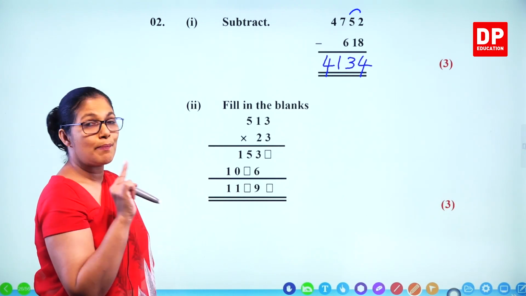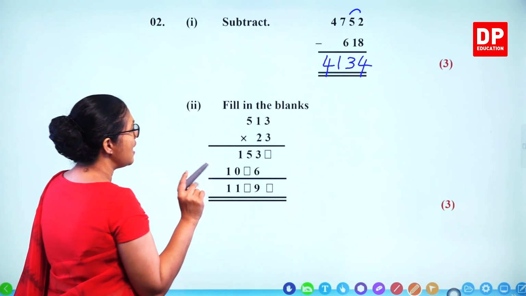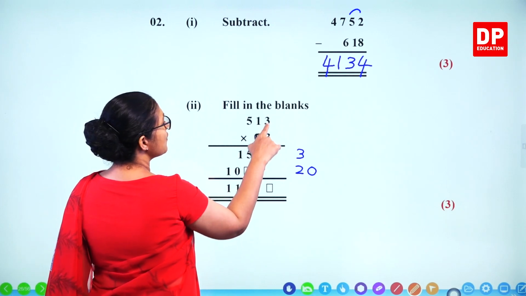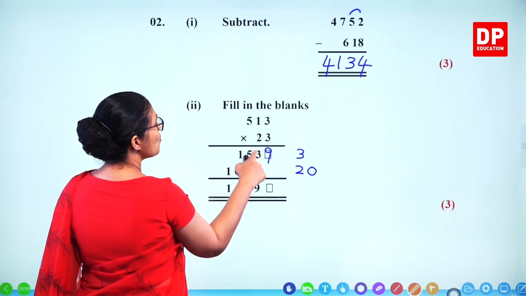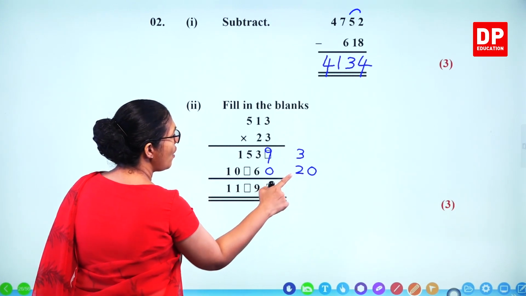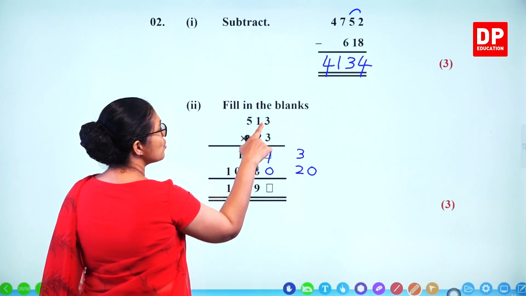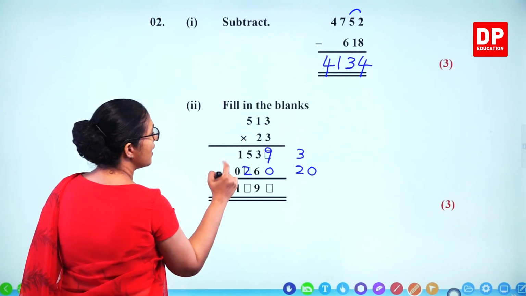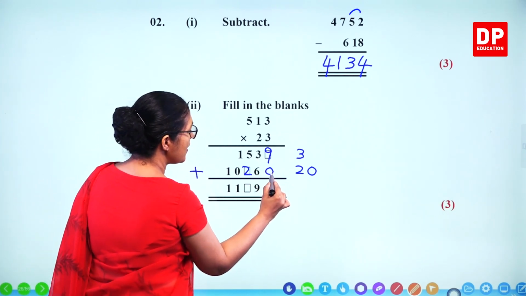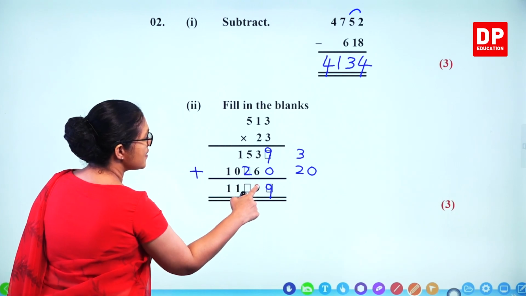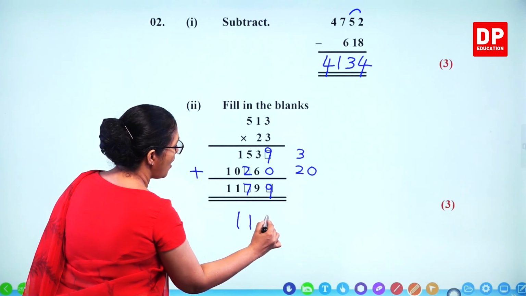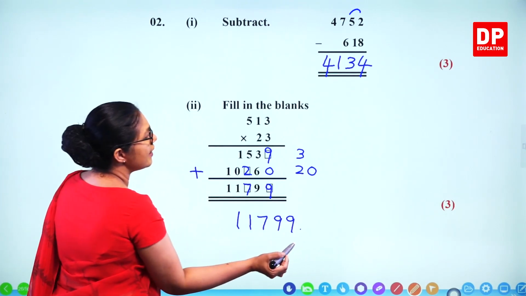Fill in the blanks. This is multiplication. Multiply by 2-digit number 23. That means multiply by 3 and 20. So multiply by 3. 3 times 3, 9. 3 times 1, 3. 3 times 5, 15. That's correct. Multiply by 20 means put a 0 and multiply by 2. 2 times 3, 6. 2 times 1, 2 here. 2 times 5, 10. Then what you do? You add the 2. 9 plus 0 is 9. 6 plus 3, 9. 5 plus 2, 7. 1 and 1. So what's the answer? 11799.